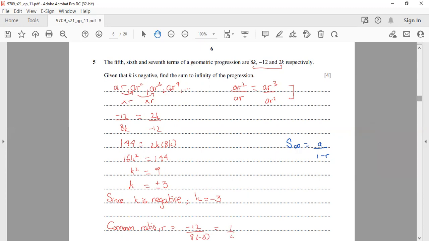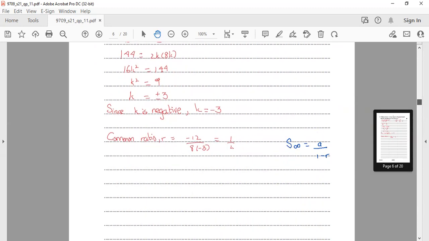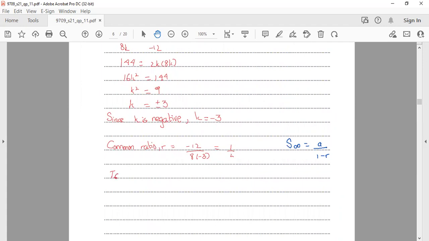Maintenant, to find the first term, we know that the sixth term is minus 12. T6 is equal to minus 12. C'est-à-dire que a r power 5 is equal to minus 12. On a trouvé que r is half, donc a times half power 5 is minus 12. a is equal to minus 12 divided by half to the power of 5. Donc a is equal to minus 384.